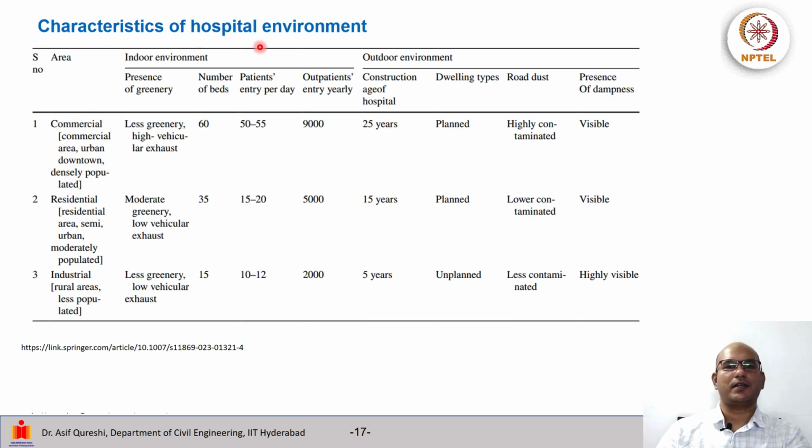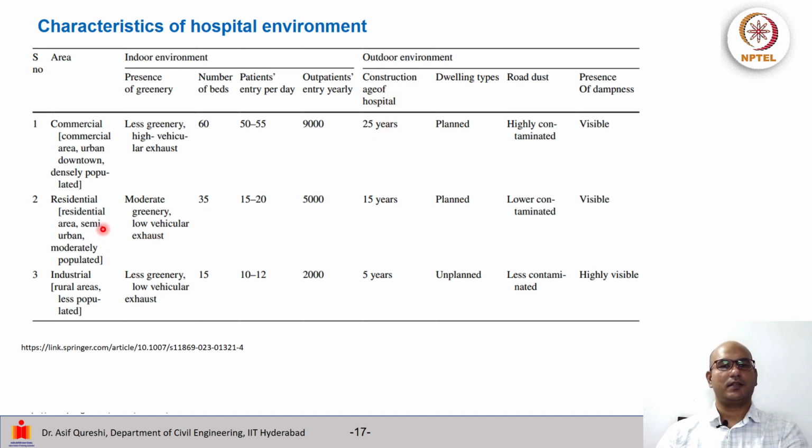The hospital environment had different characteristics. The hospital in the commercial area was located in an urban downtown, which was densely populated, had less greenery and more vehicular exhaust. The capacity was 60 beds, with about 50 patient entries per day and 9,000 outpatient entries yearly. The outdoor environment had plant dwelling types, road dust looked highly contaminated, and dampness was visible. The construction age of the hospital was 25 years.